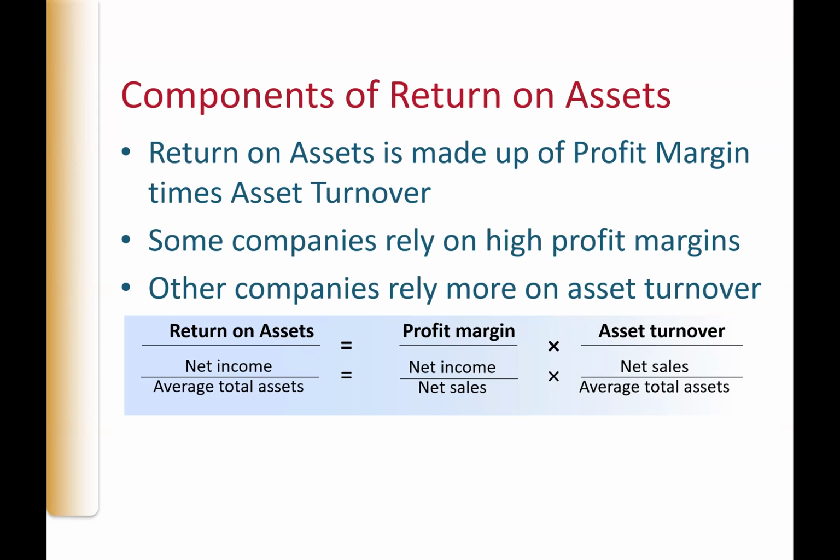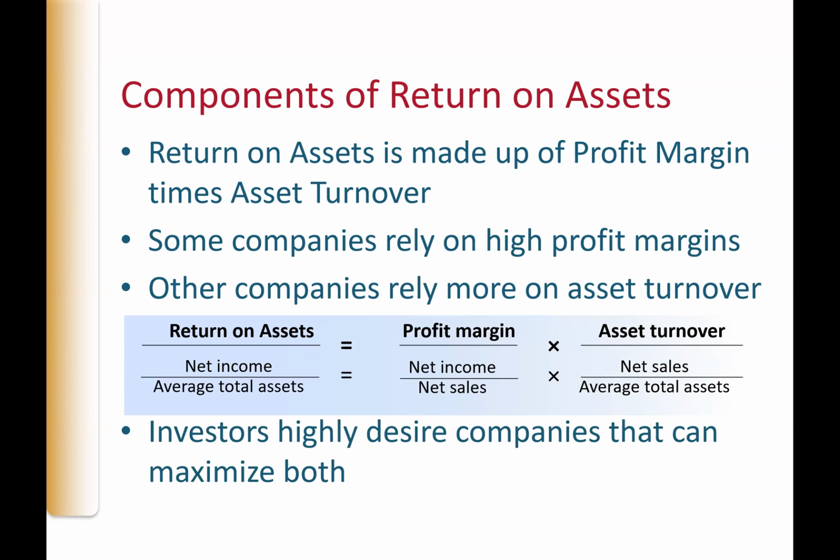See that? Some companies rely on high profit margins. Other companies rely on more asset turnover. Investors desire companies that can maximize both. Okay? Some focus on profit margin. Okay? Some are just trying to get asset turnover high.